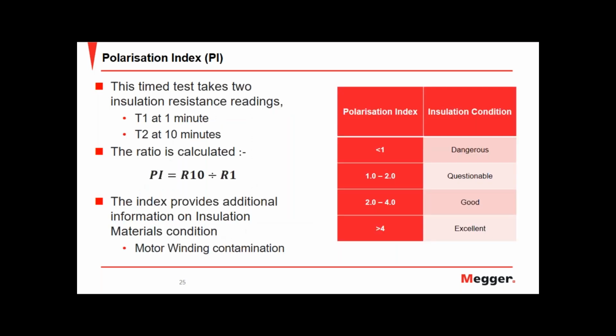Again, the way in which this is calculated, you've got T1 at 1 minute, T2 at 10 minutes, and the ratio is calculated as the IR value at 10 minutes divided by the IR value at 1 minute. This index again provides us with additional information on the insulation material's condition. It can also indicate motor winding contamination from moisture. This time, again, we're looking for a higher value. A higher value indicates a better insulator, a lower value, a questionable or dangerous insulator.